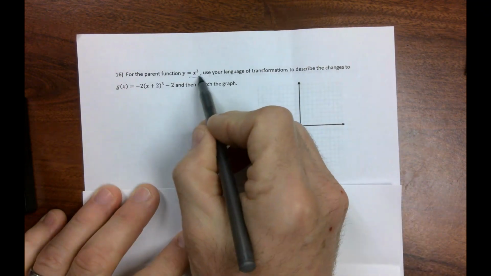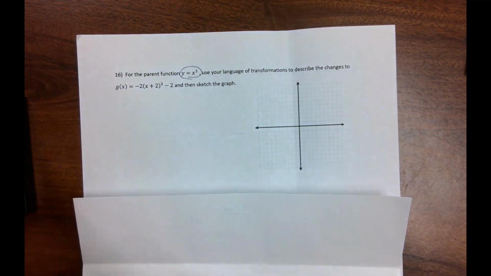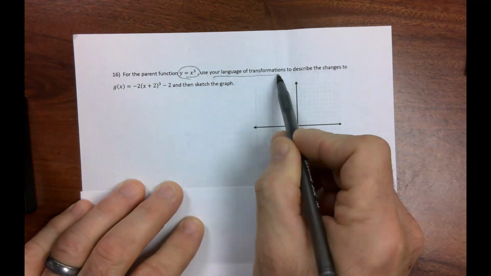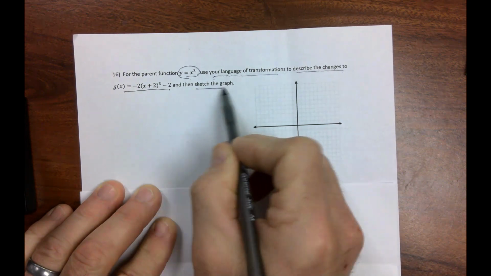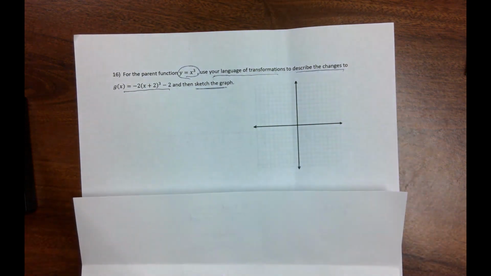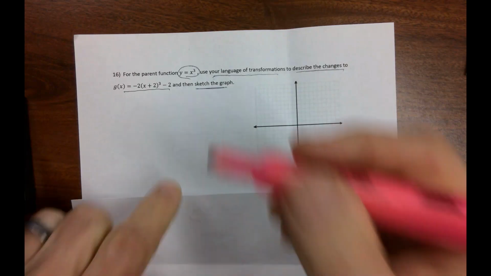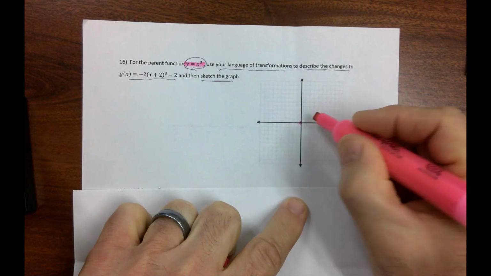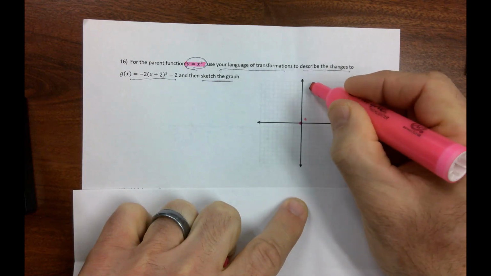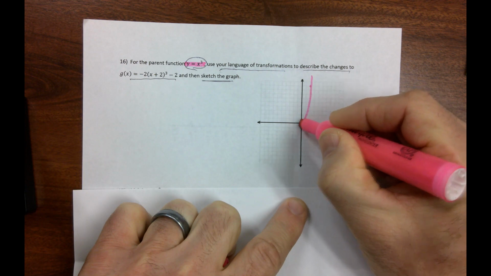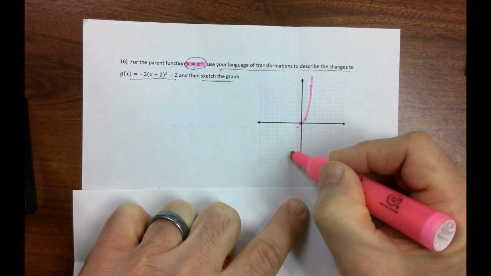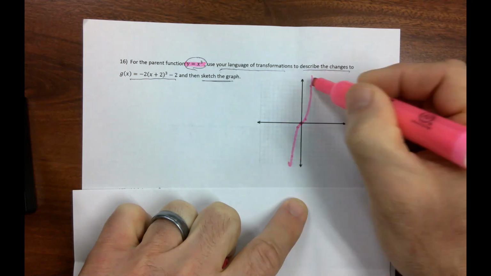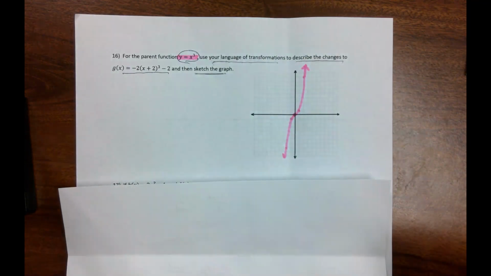For the parent function y equals x cubed, use your language of transformations to describe the changes, and then sketch the graph. So, here's the deal. We got to know what this looks like. This is one of our parent functions, and by now we should know that 0, 0, 1, 1, 2, 8, and so it comes in like this, and if you throw in negatives, negative 1 would be negative 1, negative 2 would be negative 8, and you can see that it looks like that still. That was a little sarcasm right there.